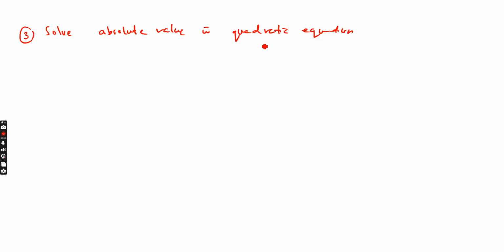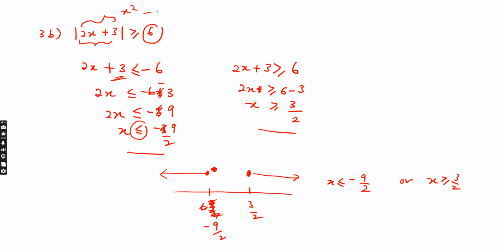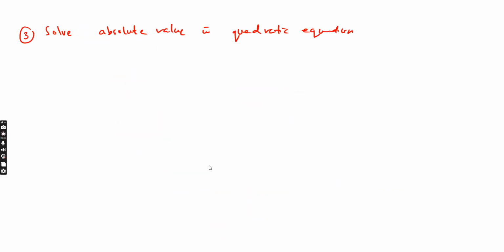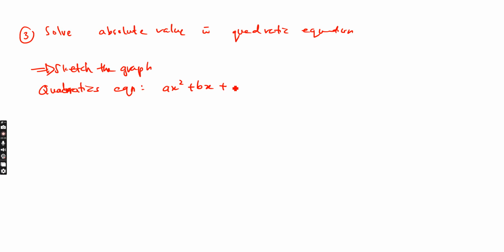First of all, if you see here we draw, so basically when you want to solve absolute value with quadratic equation, you must draw or sketch the graph. So the first thing you need to do is sketch the graph, or sketch the intervals for the inequalities for the quadratic. So basically, for a quadratic equation, remember the equation: ax squared plus bx plus c equal to 0, right?